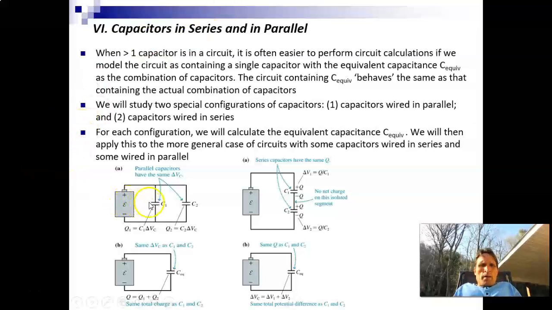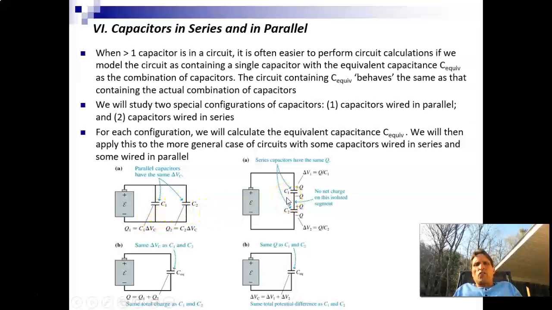So wiring them in parallel is just a fancy way of saying that one terminal of each capacitor, all of them are hooked up to the same point. So in other words, the positive terminal of the battery in this case, okay? And for series capacitors, they're wired one after the other. So we're going to look at both of these in a little more detail in a minute and examine the consequences of wiring them in series and in parallel, okay?